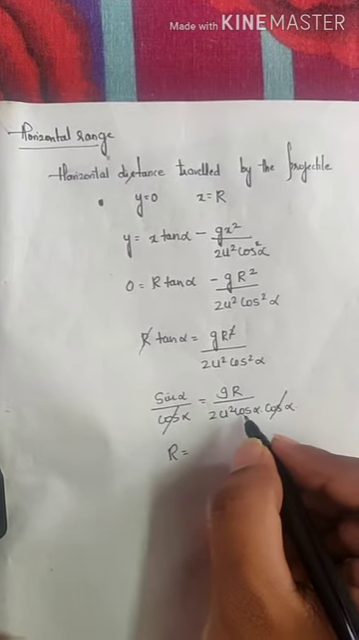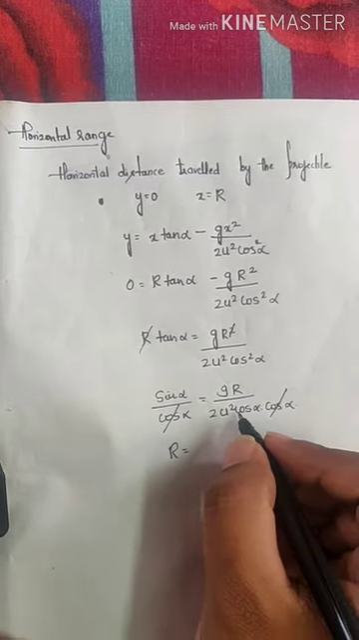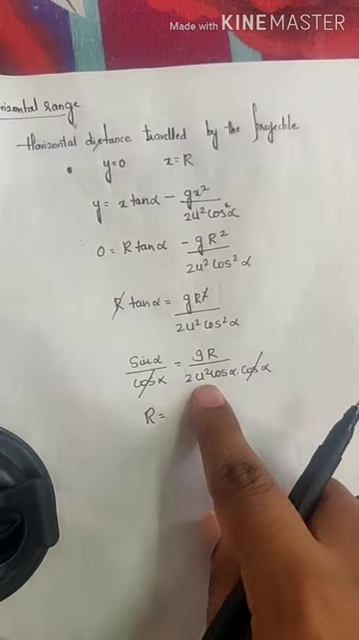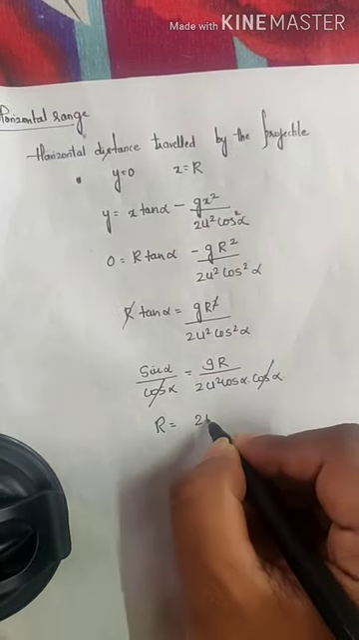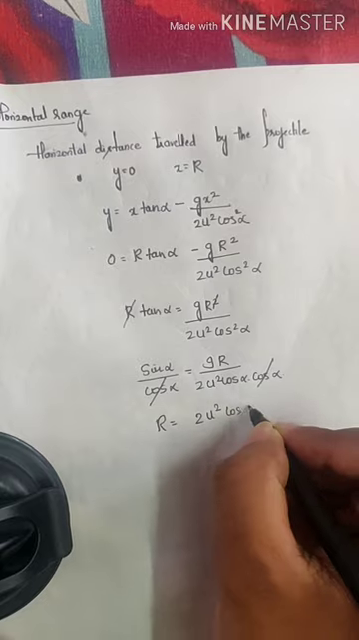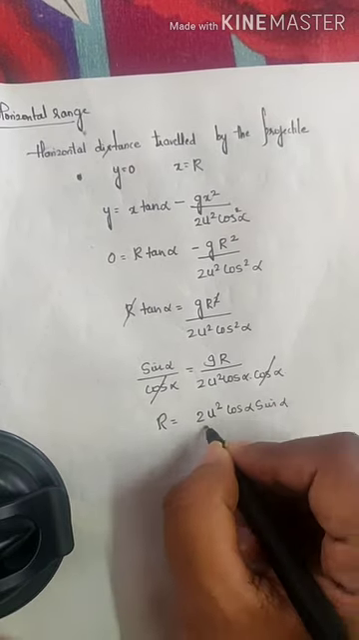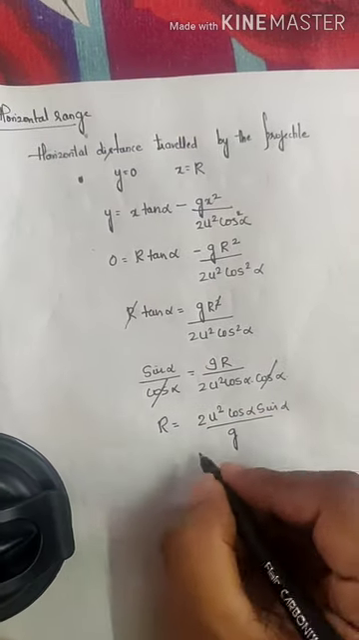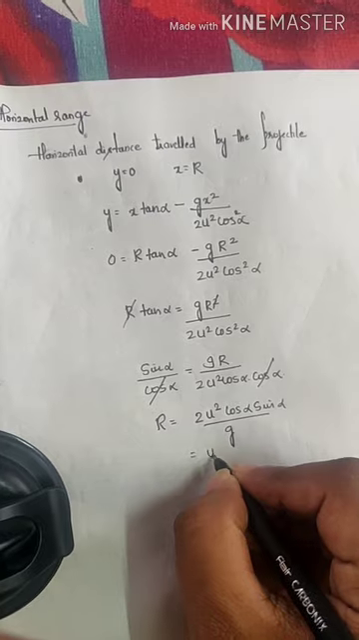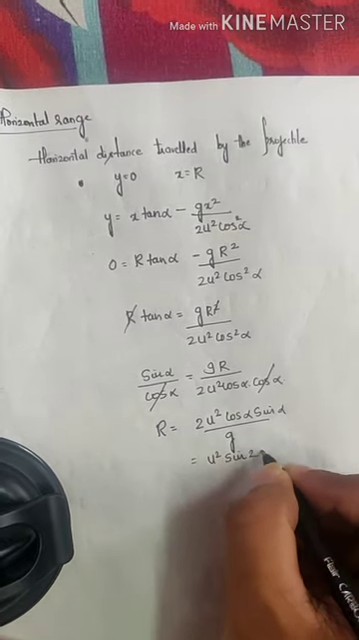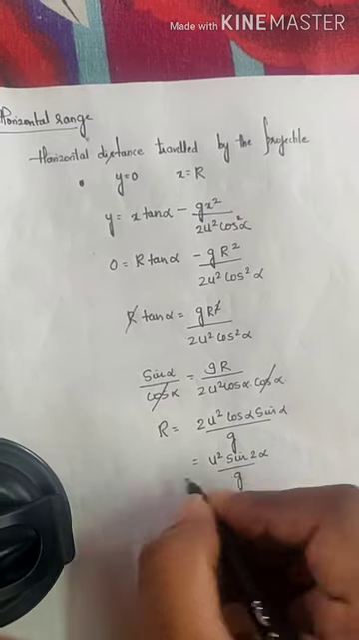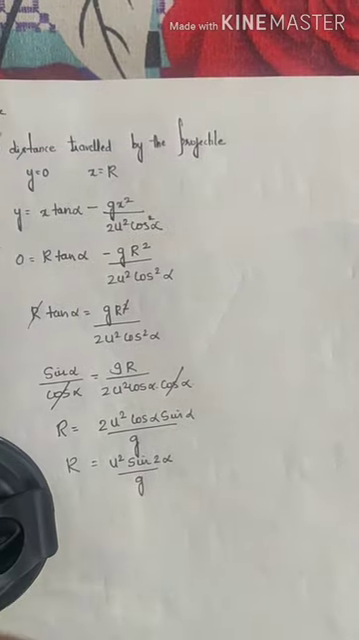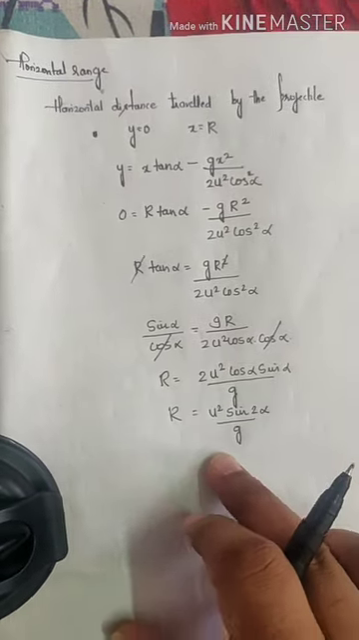So this 2u square cos alpha goes to the top. So this will be 2u square cos alpha sin alpha divided by g. So what is 2 cos alpha sin alpha? It is u square sin 2 alpha upon g, because sin 2 alpha is 2 sin alpha cos alpha. Right, so we got the equation for R.